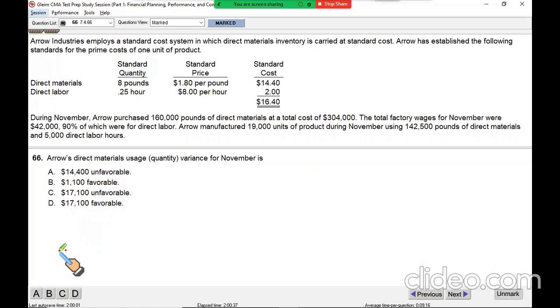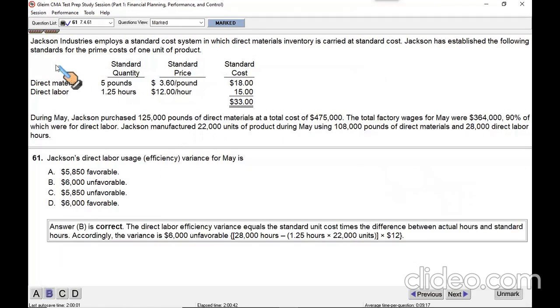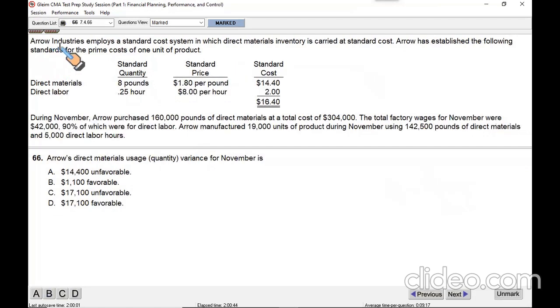Same question, but I think different. It is Arrow. The previous was Jackson. This one is Arrow. I think there are three questions related to Arrow: direct material, Arrow direct labor usage. So a single question that contains multiple parts. So let us read it carefully. In the first part, we are required to calculate the direct material usage variance.